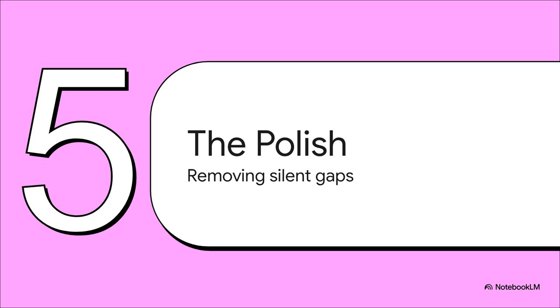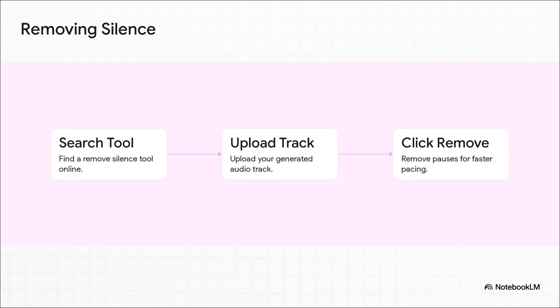Which brings us to section 5, the polish. Here's the thing. Real humans speak with a very specific, snappy rhythm, right? But AI tends to leave these slightly awkward, unnatural pauses between sentences. To fix that, just run your generated track through any quick, free Remove Silence website. You just upload the track, click Remove, and it instantly strips out those tiny, dead gaps. It's a total game changer that makes your delivery sound incredibly fast-paced and professional.